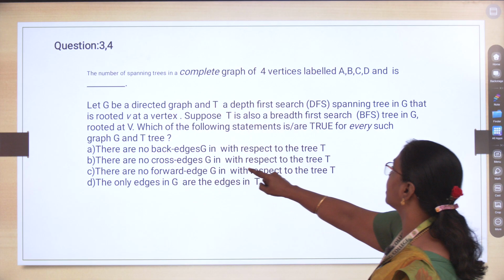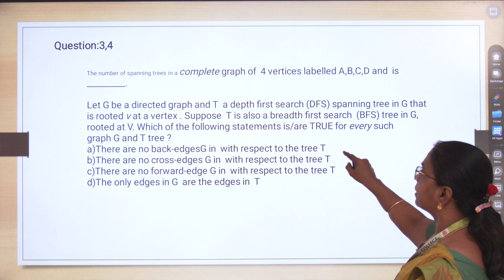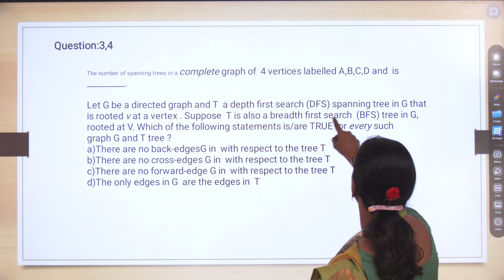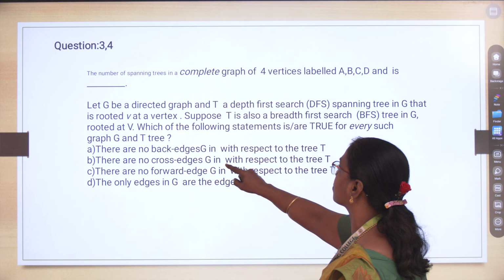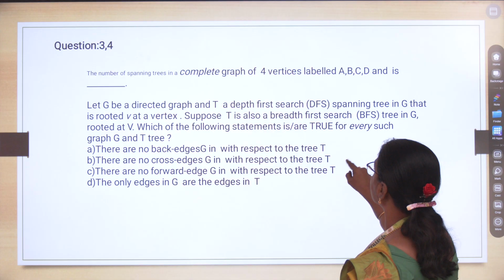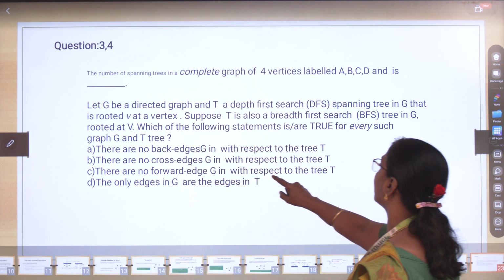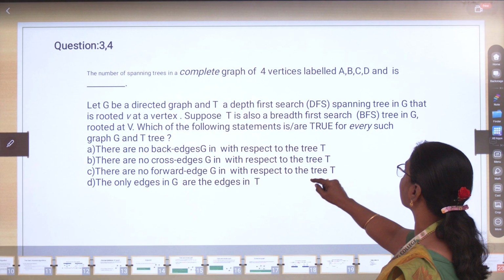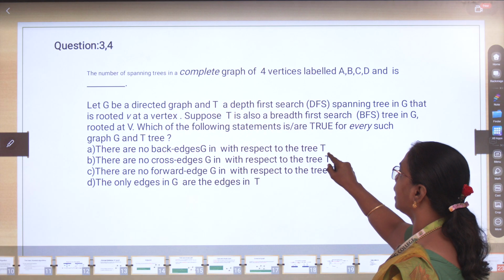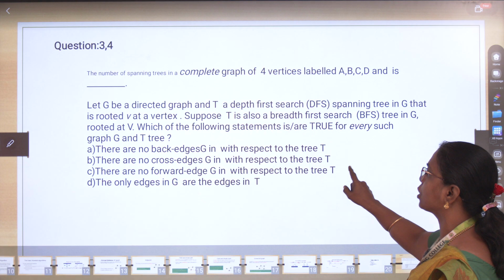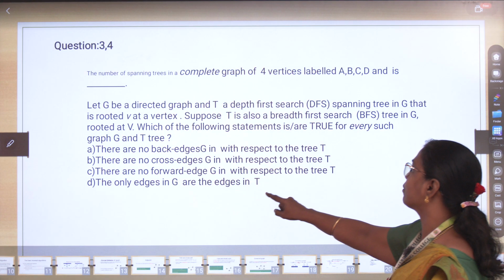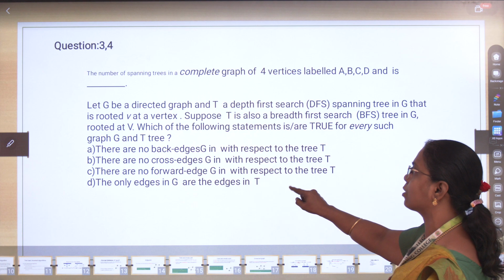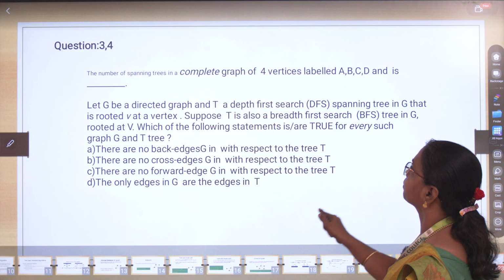Then we'll see that there are no cross edges with respect to the tree. Here there is a possibility of cross edges, but the requirement you are saying is that the vertex of the root of the spanning tree should match. So no cross edges is possible, no backtracking is possible. So option B is false. There are no forward edges with respect to the tree. This is also false, and in the concept of depth first search and breadth first search, the forward edge concept of the tree is not suited with this question. So the third option is also false. The only edges in the graph are the edges in the tree. So this is not possible with all the edges. So only one edge is specified, so it is not possible. So the correct option is A.